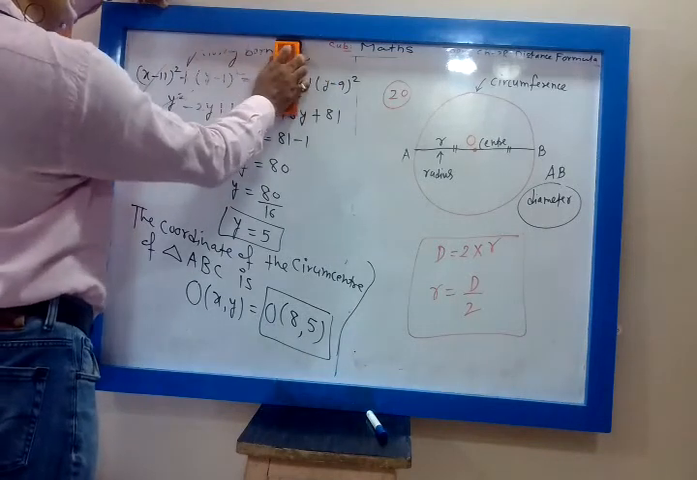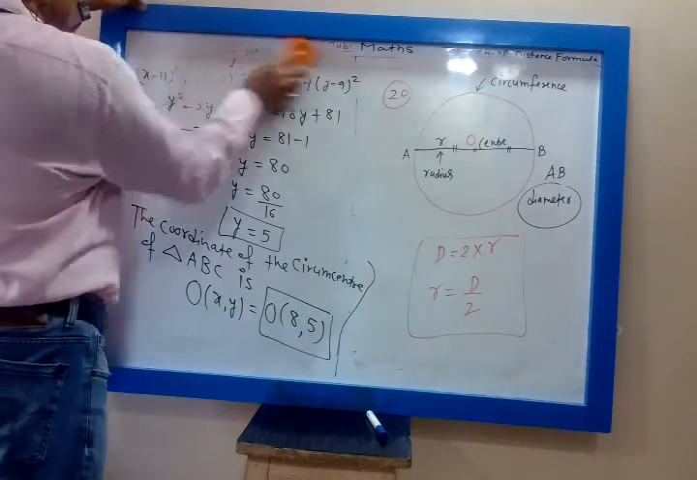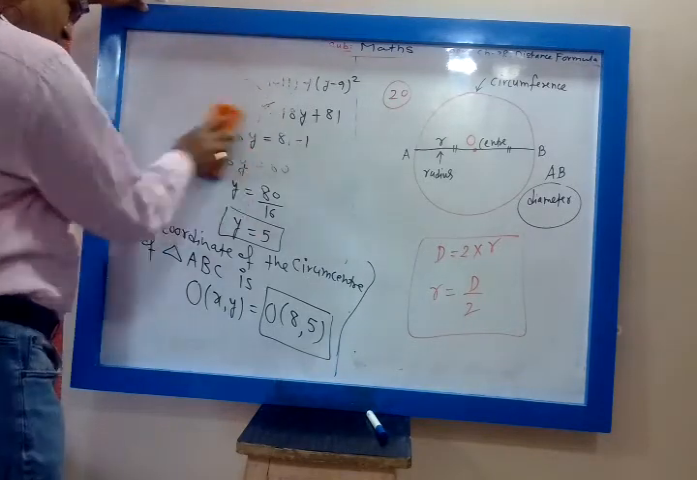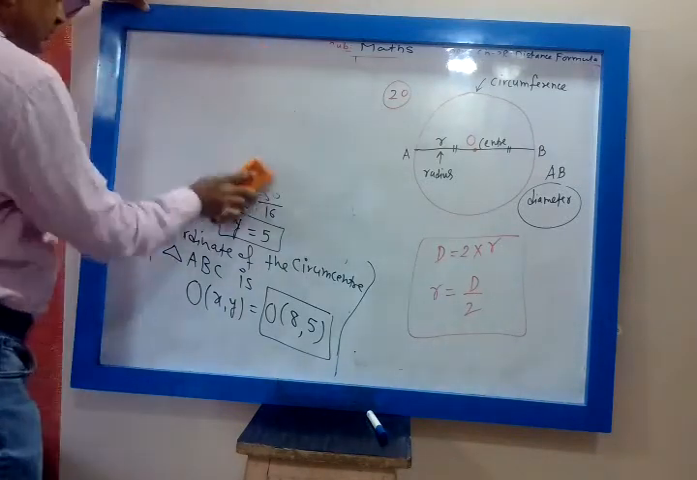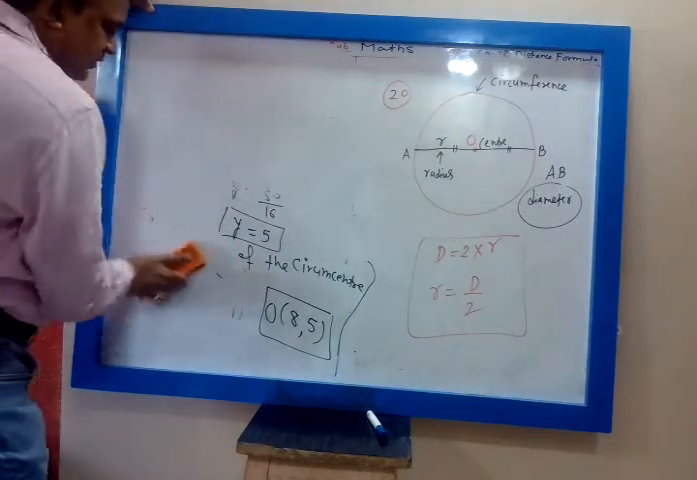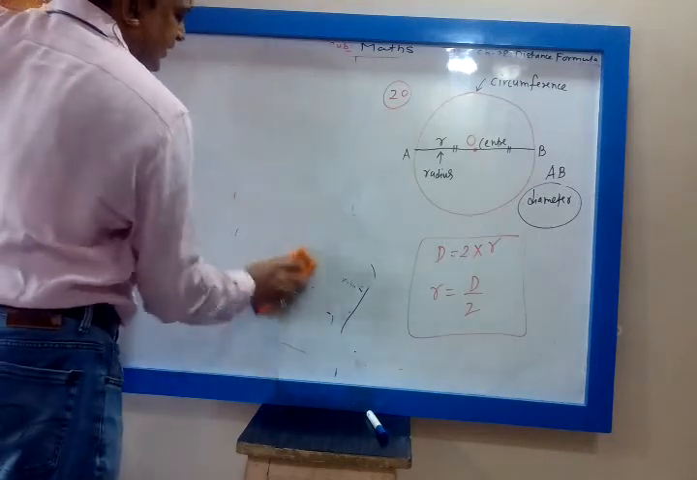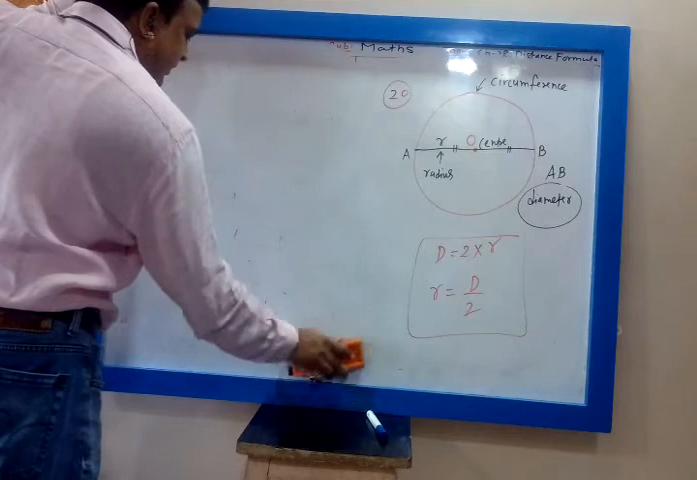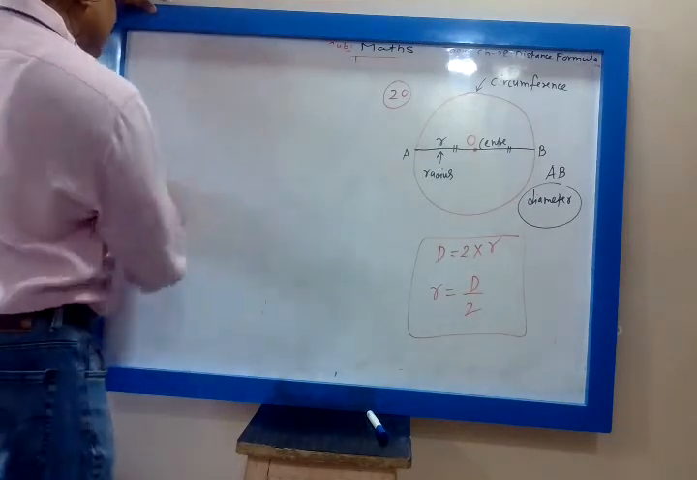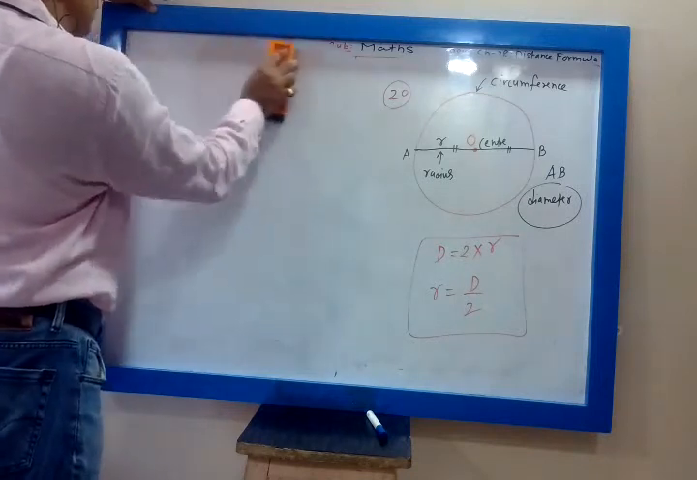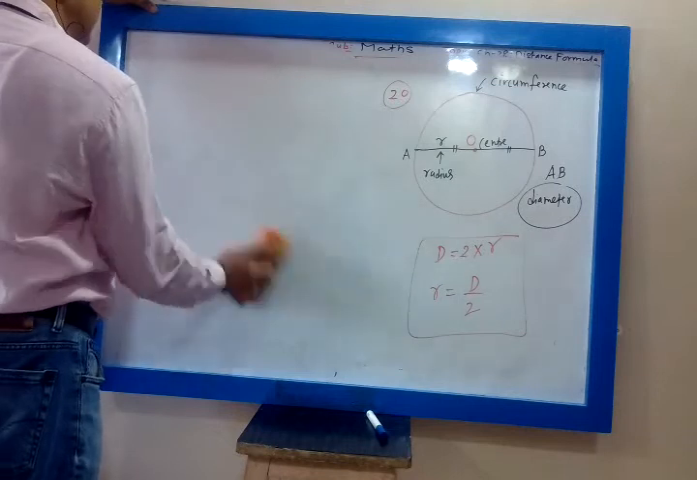This we will study in detail in the circle chapter when we start. So all the radii of the circle are equal. Diameter is twice the radius. Radius is half of the diameter. And what is diameter? It is the longest chord of the circle passing through the center.